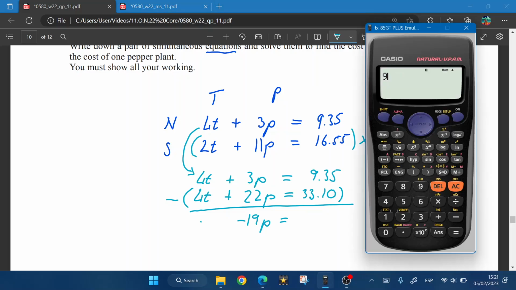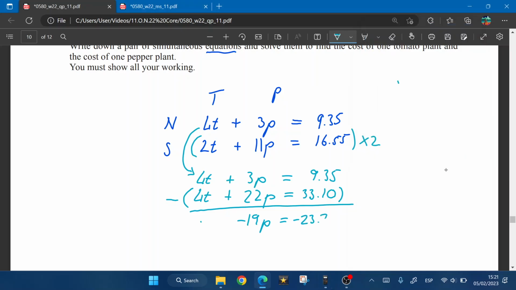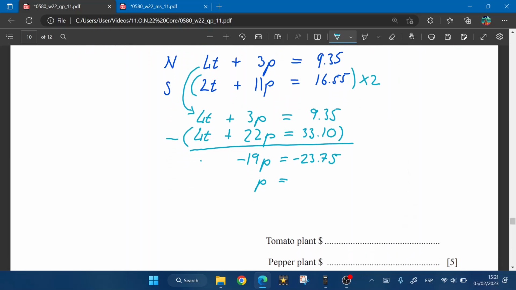And we got 9.35 minus 33.10, and that ends up with negative 23.75. If we put the equations the other way around, we would have avoided these negatives, but I'm doing it this way so we can see what happens.